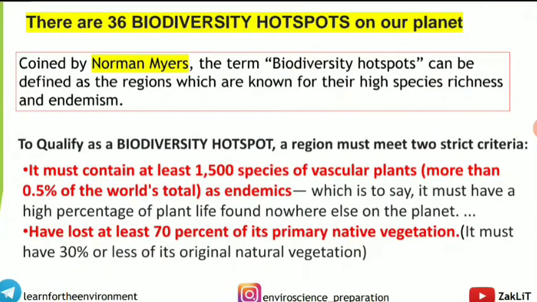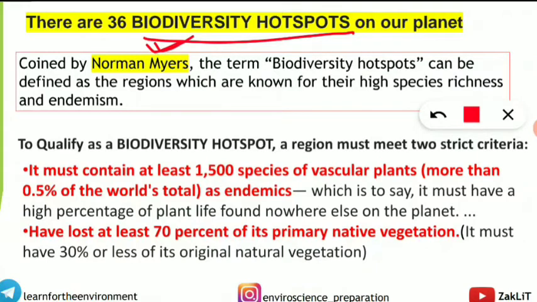The next important thing is the biodiversity hotspot concept. It is one of the very frequently asked questions. It can come in any form, any format in the question. So first let us know what are the things asked. The term was coined by Norman Myers. This question also comes: who coined the term biodiversity hotspot? First it was coined by Norman Myers.